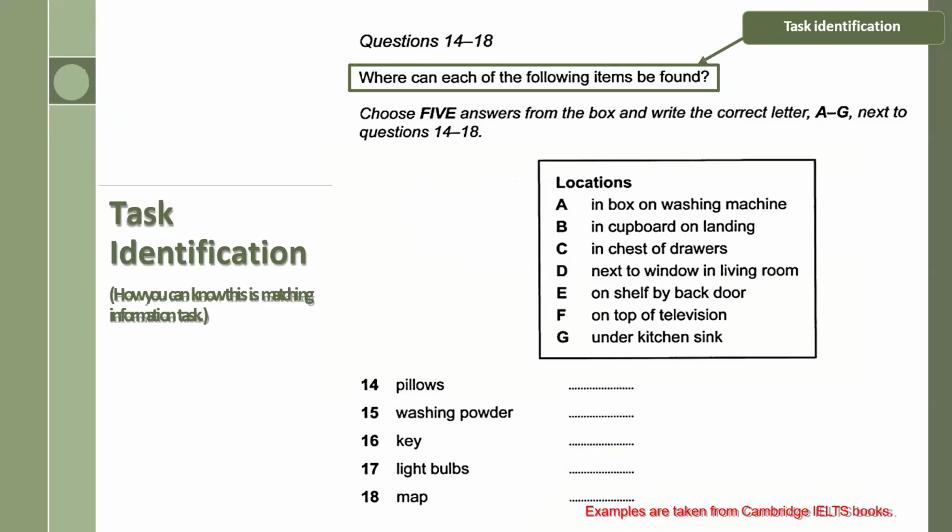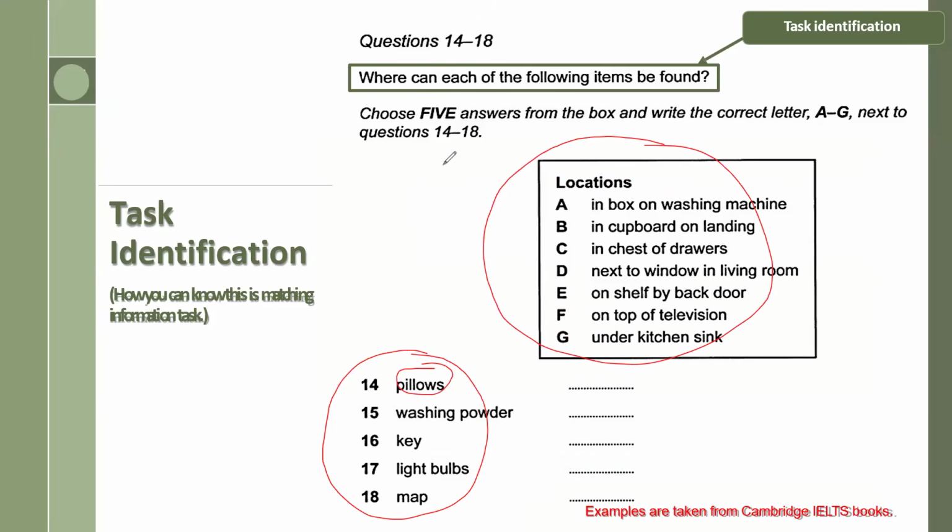Okay. Now let's take an example. These are some practical examples, clear? We call these types of questions matching information. Why do we call it matching information? Because there are two parts in the question. The first one, can you see, these are the options, and then you will have some questions. So we want to match each item, I can say this is an item, pillows, with the locations.